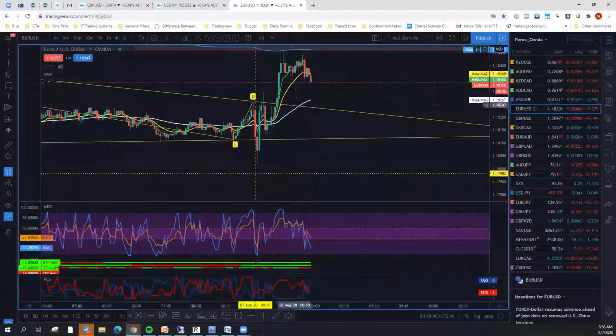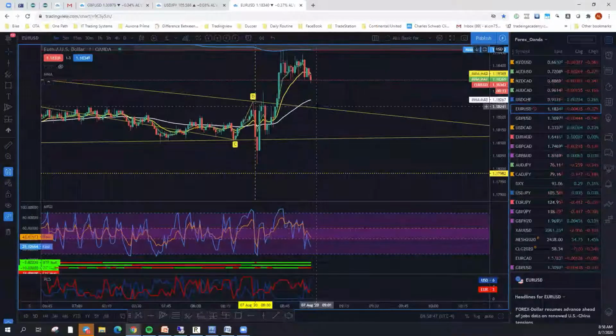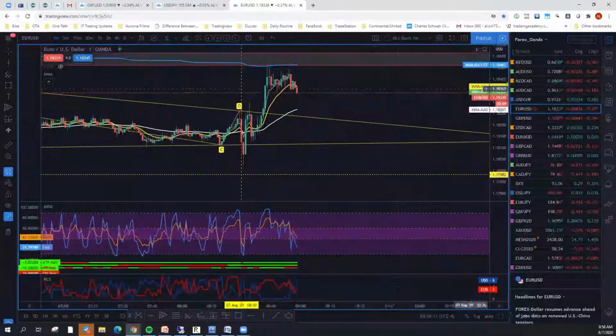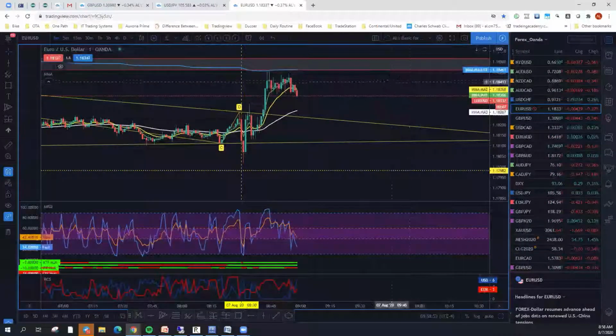But here's the wedge. It already broke out. It may come back and retest it. But right now, to me, it's a non-trade.